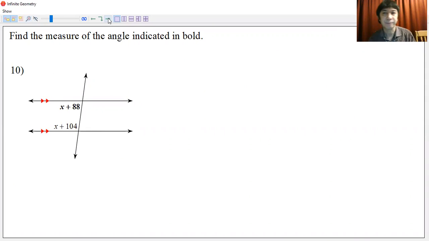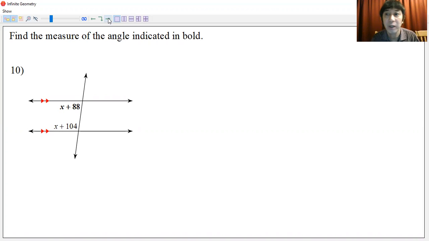Here's number 10. Now we have another pair, a different pair. What do we call these two pairs? This is supposed to be two interior angles on the same side of the transversal. If parallel lines have a transversal, then the two interior angles on the same side are supplementary. Two interior angles on the same side of the transversal are supplementary, meaning the sum is 180.